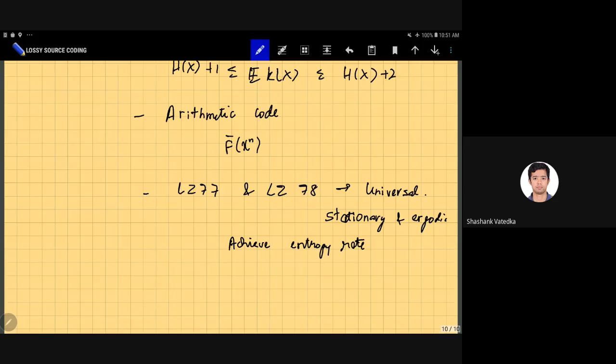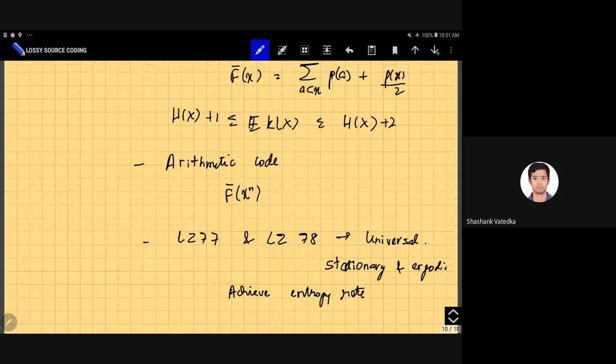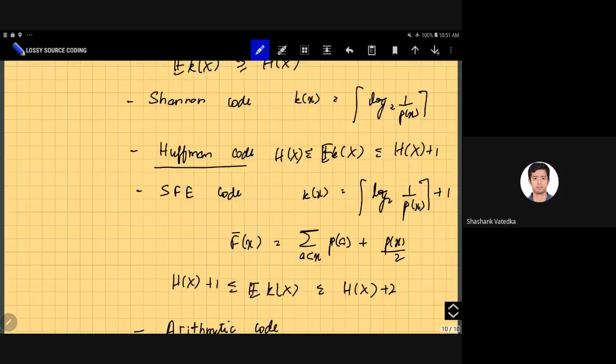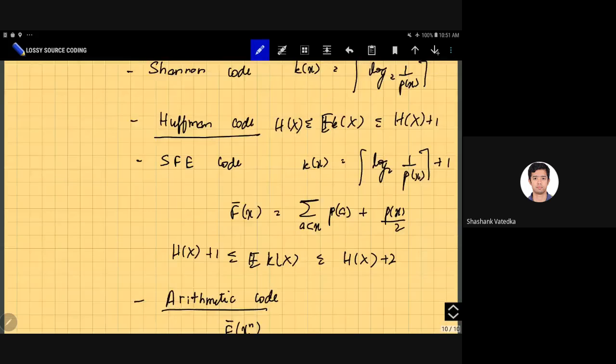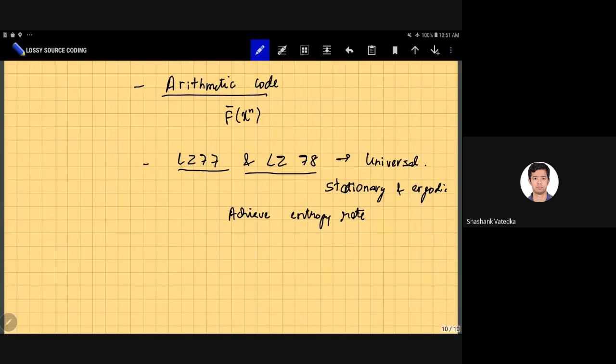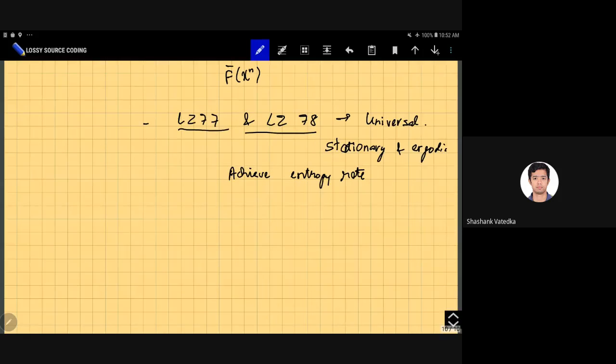Both the LZ77 and LZ78 algorithms work by parsing the given input sequence into phrases and then encoding each phrase separately. Most modern compression algorithms make use of LZ77 or LZ78 as well as arithmetic codes and Huffman codes. So these are the most popular algorithms used today. Then we also looked at a little bit of lossy compression.